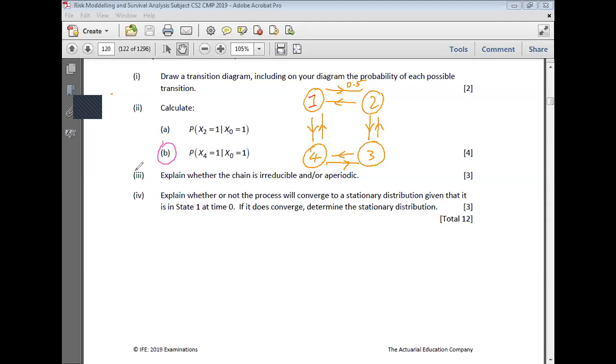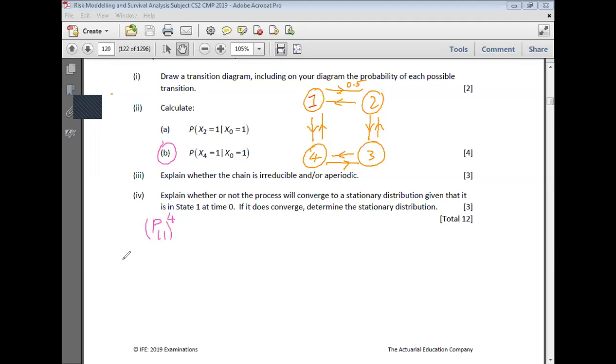Ma'am, I have solved it using, suppose if we write P, then 1, and it is for time 4. So we can multiply that, taking the initial as 1, 0. Yeah.